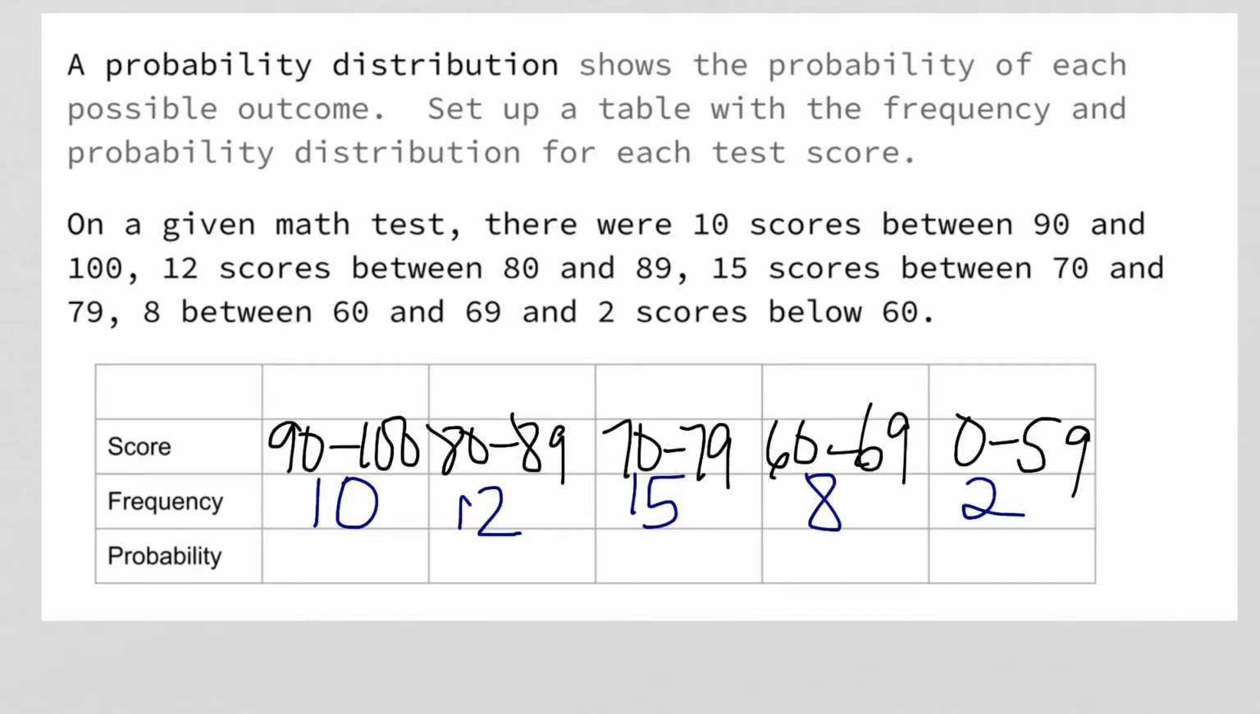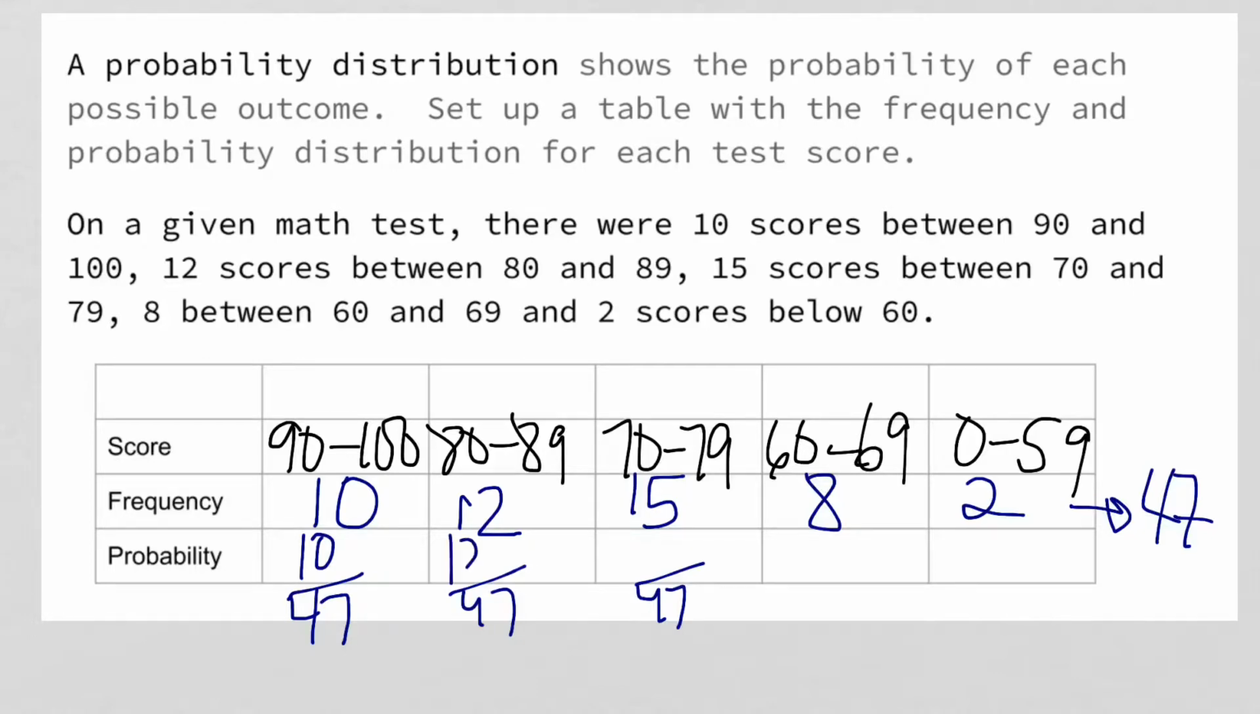The last row that I want to fill in is the actual probability of each of these scores. So if I want to know the total amount, which I need, I'm going to add up the 10, the 12, 15, 8, and 2. And I have 47 total scores. So that's going to be my denominator for each of these. And my numerator is going to be what's in each box above. 10 out of 47 is the probability of someone between 90 and 100. 12 out of 47 is the probability of someone getting a score between 80 and 89, and so on and so forth.